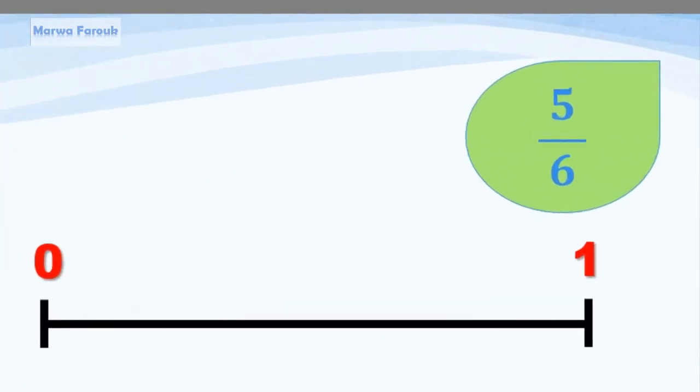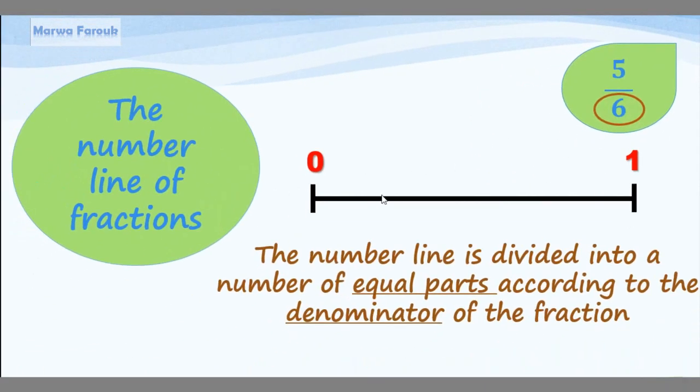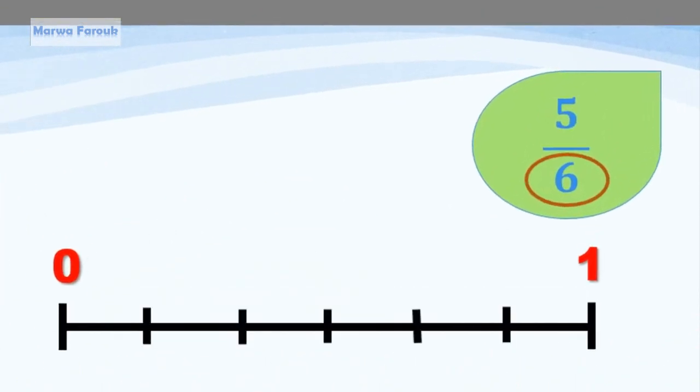As we see here, we will divide the number line into a number of equal parts according to the denominator of the fraction. The denominator here is 6, so this number line will be divided into 6 equal parts like this. Let's count them together. 1, 2, 3, 4, 5, 6. So we made the first step, which is dividing the number line into a number of equal parts according to the denominator of the fraction.